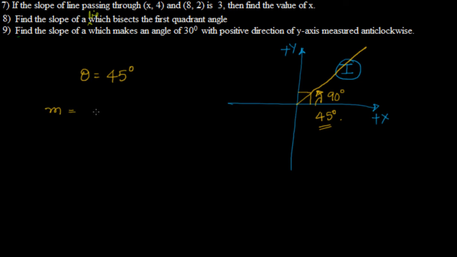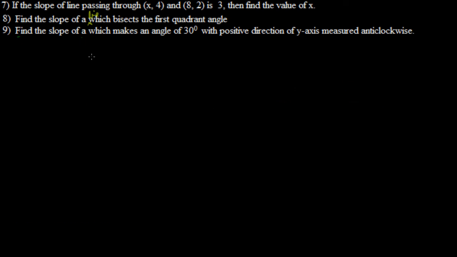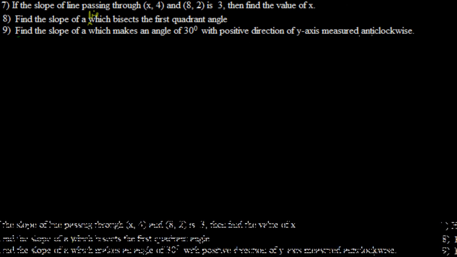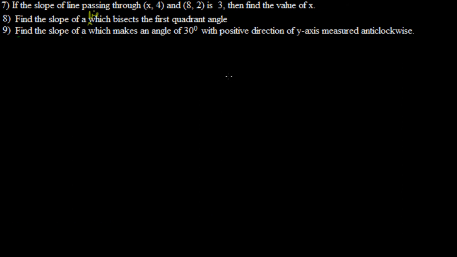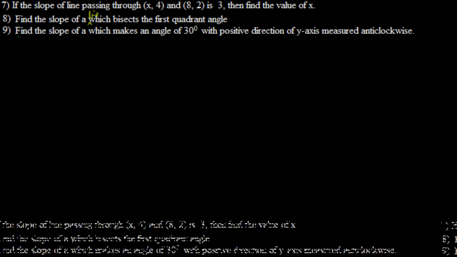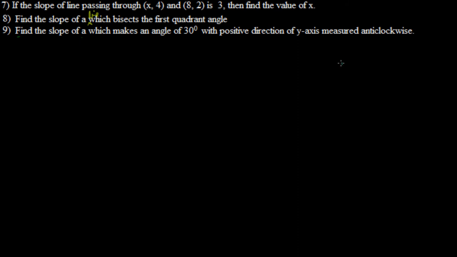We have to find out m. But we know m is nothing but tangent of the inclination. That's nothing but tan of 45, that is equal to 1. So let's move to the next problem. Find the slope of a line which makes an angle of 30 degrees with the positive direction of y-axis measured anti-clockwise. So let us do this one.